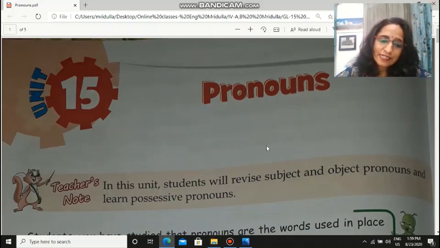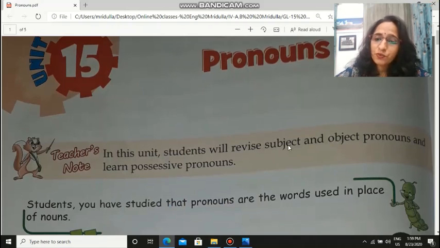Now in this lesson we are going to do subject pronouns, object pronouns and possessive pronouns. We have all used them earlier, but then we don't know what subject pronoun is, what object pronoun is, and maybe what possessive pronoun is. We have all used them before. You know them as pronouns. Now we are going to segregate them into object pronoun, subject pronoun and possessive pronoun.